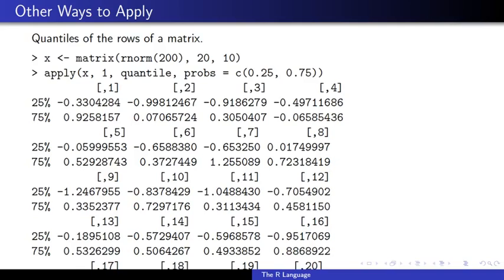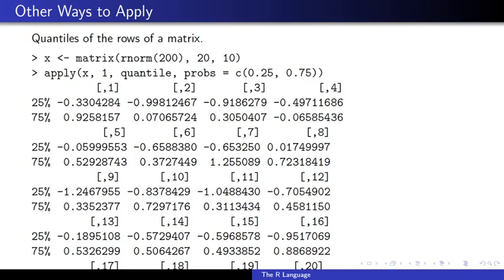Now the quantile function needs the quantiles that you want to calculate, so there's no default value for that, so I actually have to pass it to the quantile function through the dot dot dot argument of apply. So here, the argument for quantile is called probs, and I give it 0.25 and 0.75, meaning I want to calculate the 25th percentile and the 75th percentile. So what this call does is it goes through each row of the matrix, and for each row it calculates the 25th and 75th percentile. So for each row there's going to be two numbers that are returned.